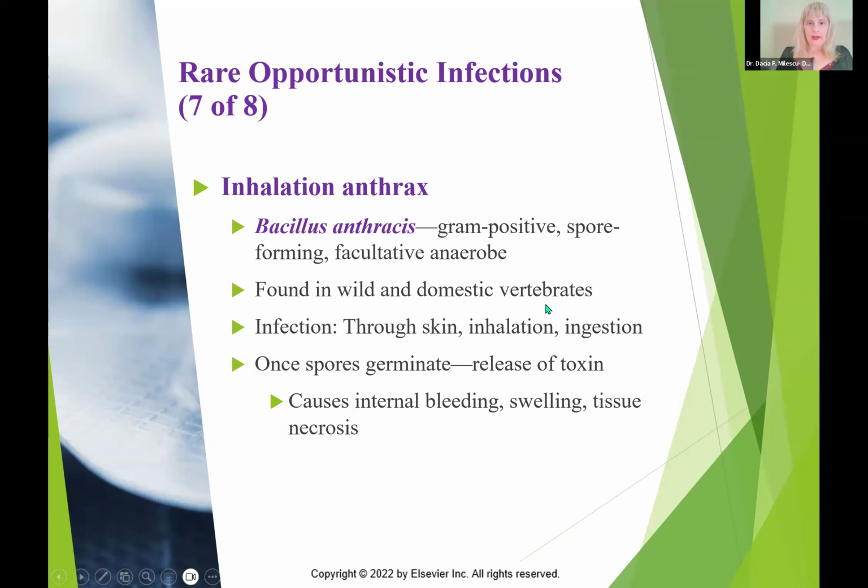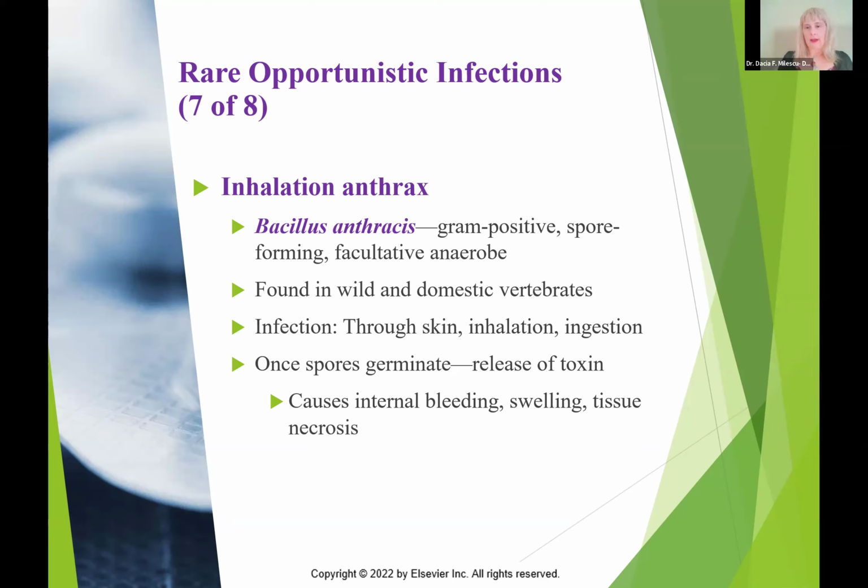All right, now really rare is anthrax. So Bacillus anthracis is a gram-positive. It unfortunately is spore-forming. Why unfortunately? Because, well, it can be inhaled and it's very hard to get rid of it in its spore format. Once they germinate and release, they're facultative anaerobes. So they prefer an anaerobic environment, but they are facultative, which means they are adaptable. They're found in wild and domestic vertebrates. The infection occurs through skin, so you have to have touched it, inhaled it, or ingested it. There's three ways. So this one's very opportunistic.